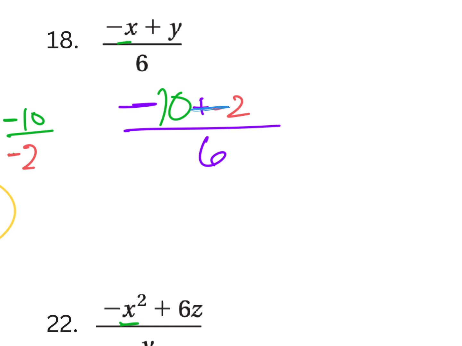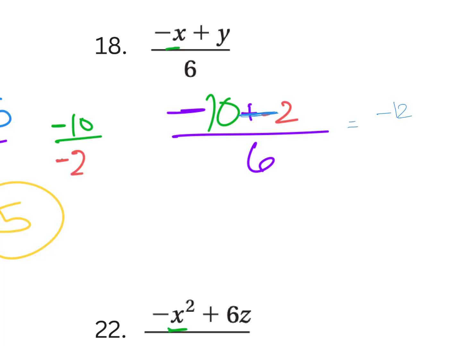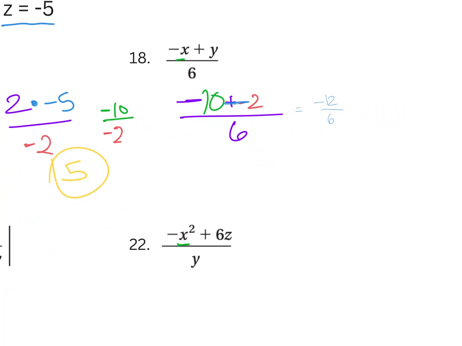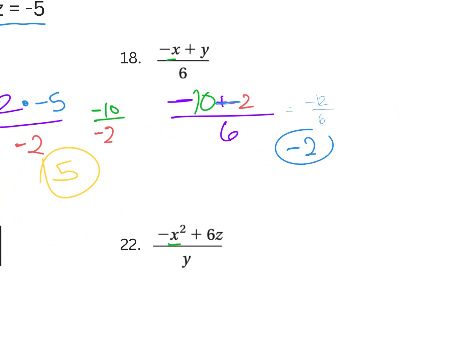If I'm going to give you 2 insults, you are going to overall feel negative, right? So negative 10 minus 2 is negative 12. And then we can divide that by 6 to get negative 2.